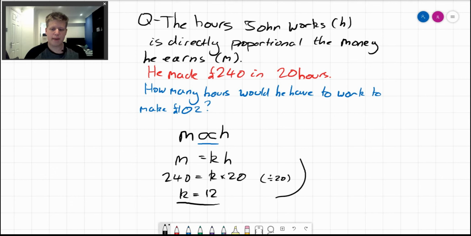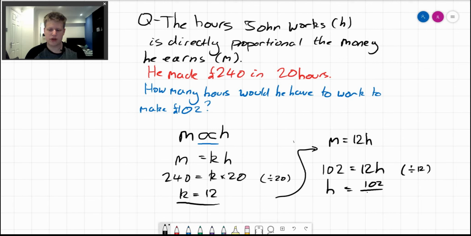Now that we've done that, let's rewrite our equation. So we know that M will be 12 lots of H, because for the number of hours he works, he'll make 12 times the amount of money. So now we want to find out how much he would have to work to make £102, so let's sub that in. We know that 102, the money he wants to earn, is equal to 12 times H. Now let's solve the equation. We divide both sides by 12, and we get that H is equal to 102 divided by 12, which is 8.5. So he'd have to work 8.5 hours to make £102.